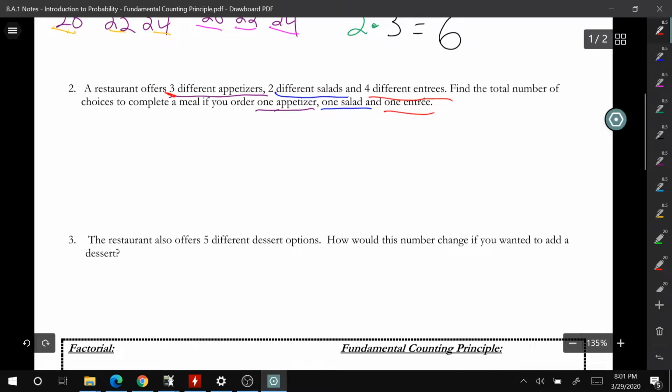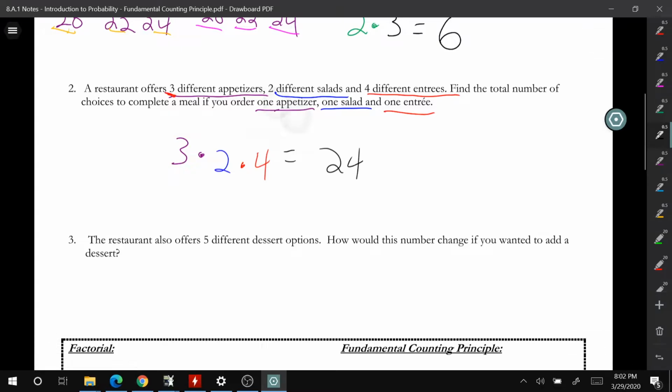That's why I like to underline things that go together. So we have 3 different appetizers, 2 different salads, and 4 entrees. And that gets us 24 if we multiply them. So 24 different meals.